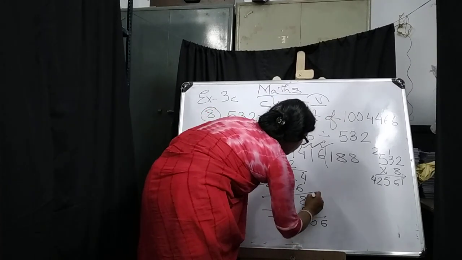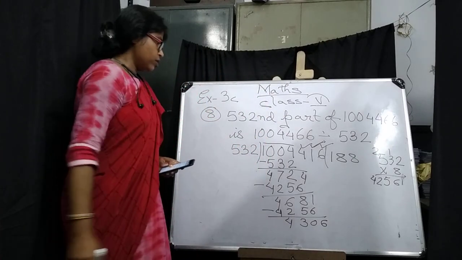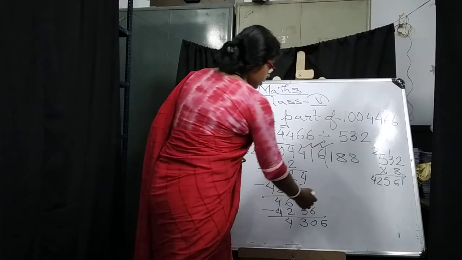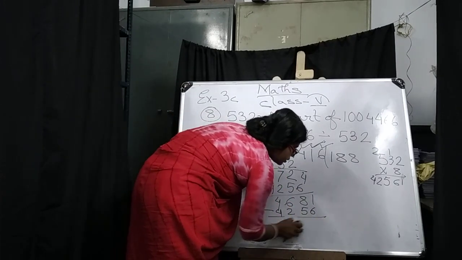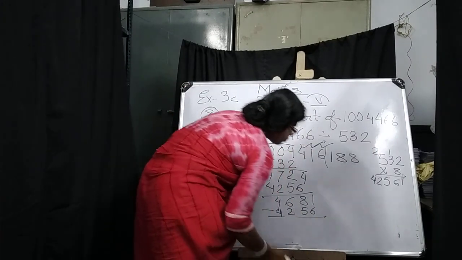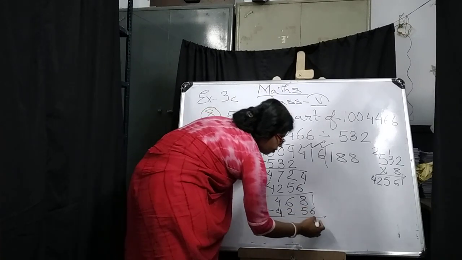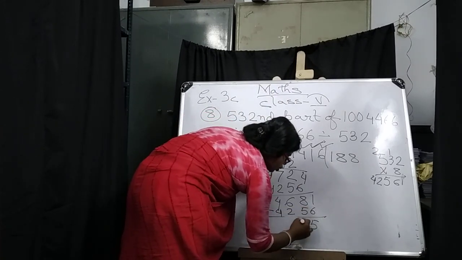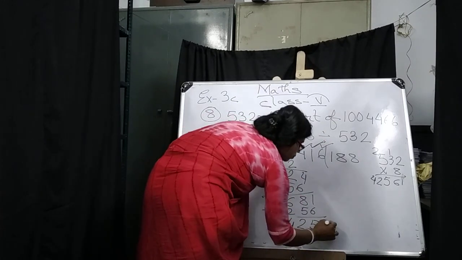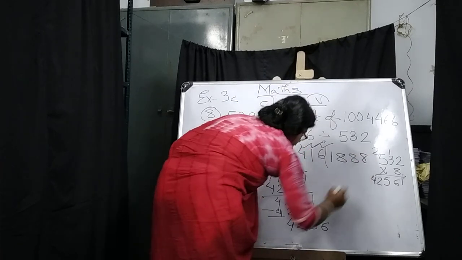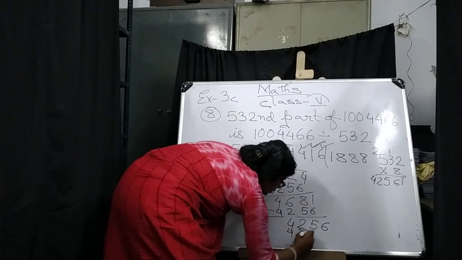1. So, the next number is 1. If we deduct 6 from 11, what will we get? 5, 2, 4. Now again 6 will come down. So 8 is 4, 2, 5, 6.